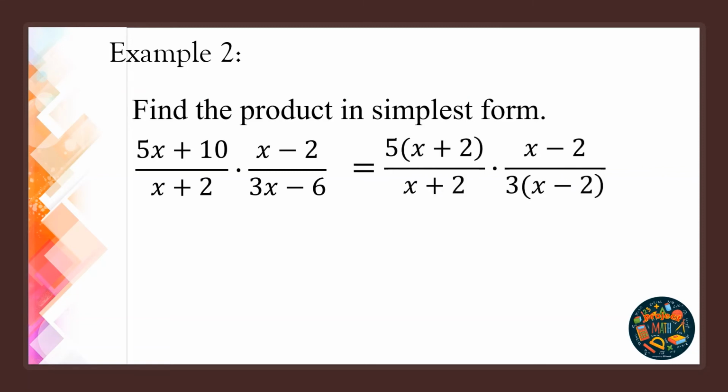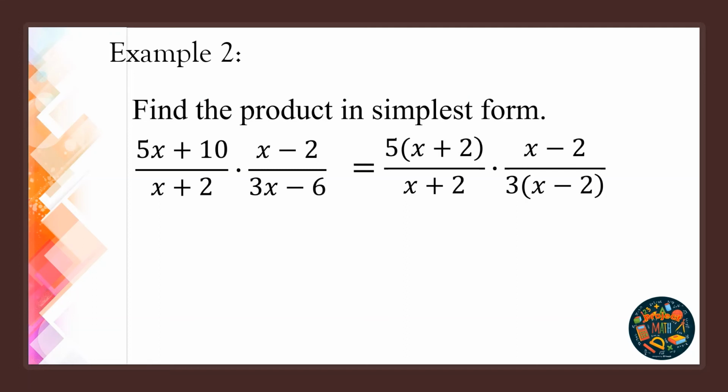So, tingnan natin, sa 5x + 10, ang pwede natin gamitin dito ay common monomial factor, dahil meron tayong GCF na 5. So, divide: 5x divided by 5 is x, 10 divided by 5 is 2. So, x + 2 is a prime polynomial, kaya i-write lang natin sa denominator. x - 2 is also a prime polynomial, so i-write din natin as x - 2. 3x - 6, pwede rin natin i-apply dito ang common monomial factor. So, ang GCF is 3. So, 3x divided by 3 is x and negative 6 divided by 3 is negative 2.